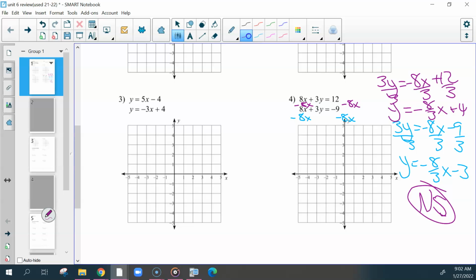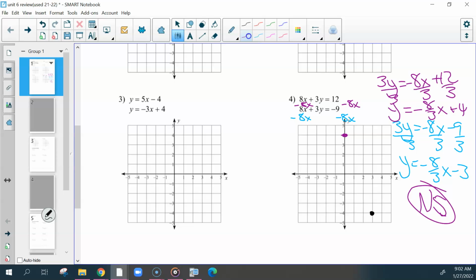Wow, that was supposed to be an S. But you still need to graph the two lines as well. So for this first one, we have a y-intercept at 4. Our slope is negative 8/3, so we would go down 8 and to the right 3.